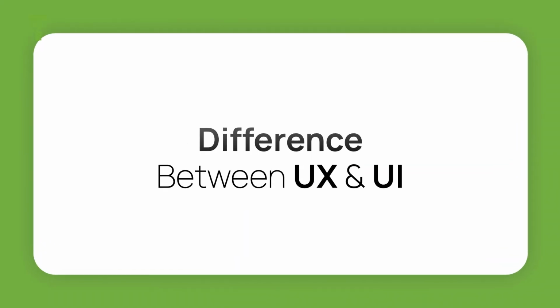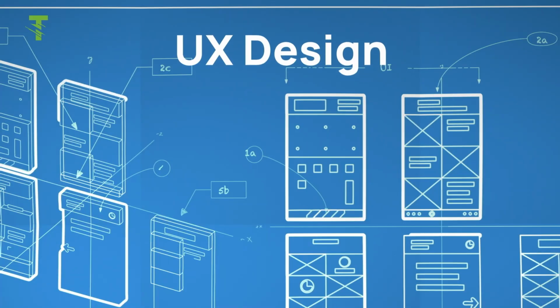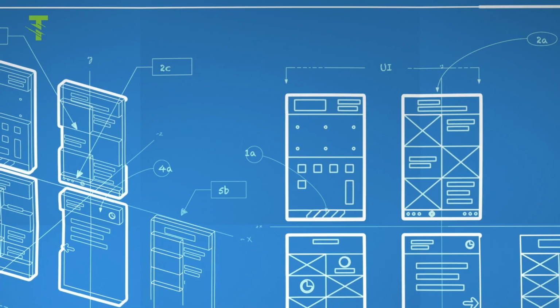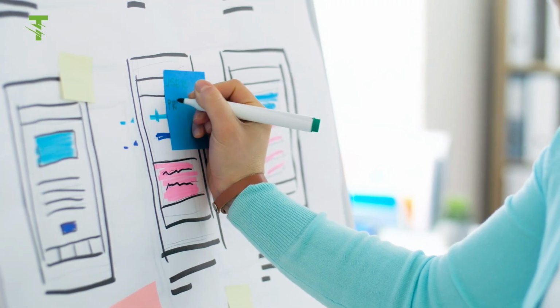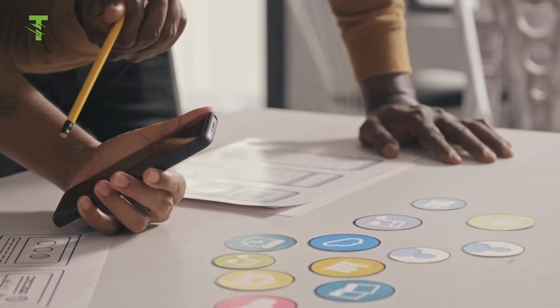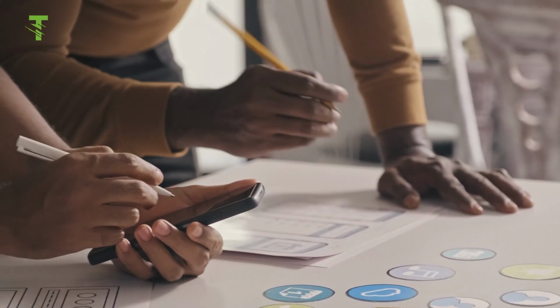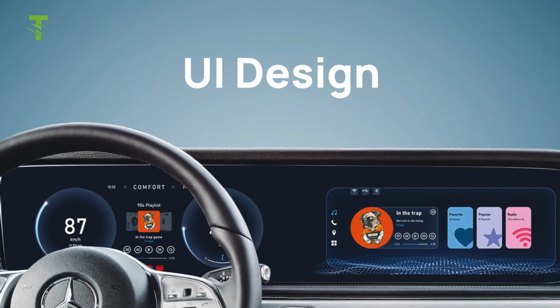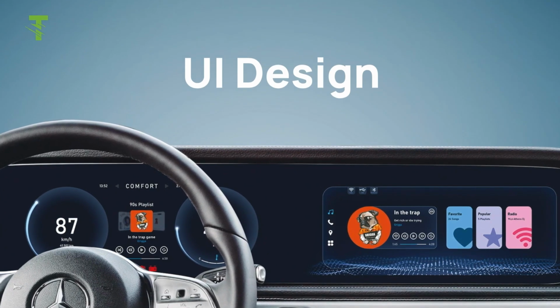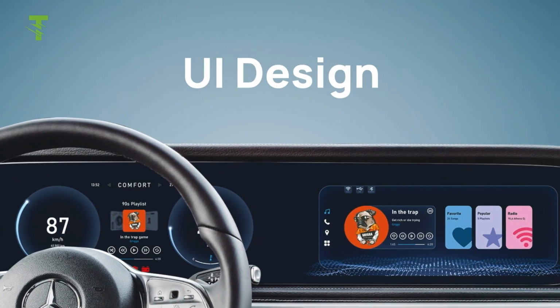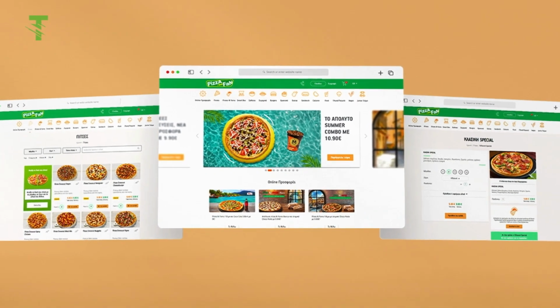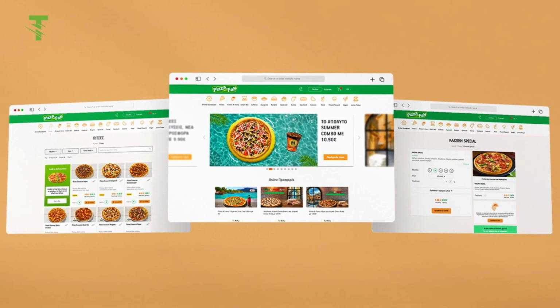Difference between UX and UI. So what's the difference between UX and UI? They sound similar, but they do very different things. Think of it like this. UX design is like planning a trip. You decide where you want to go, how to get there, and what to do. It's about making sure everything goes smoothly. UI design, on the other hand, is like packing your suitcase. You choose your favorite clothes, shoes, and gadgets to make your trip comfortable and fun.